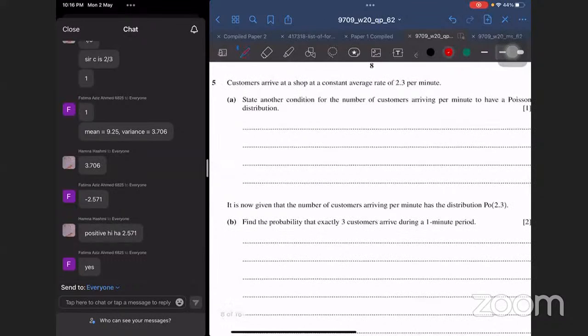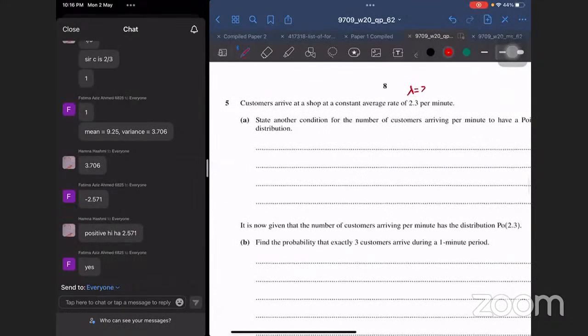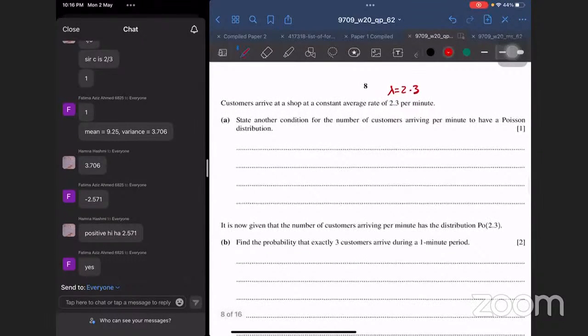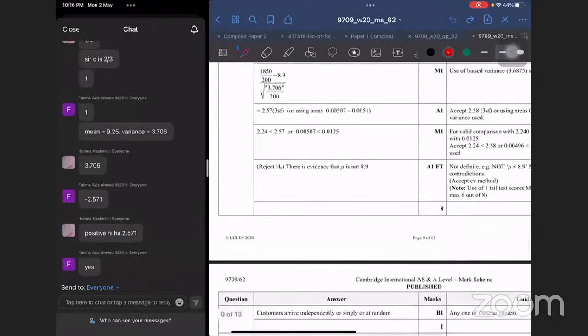Okay, customers arrive at a shop at a constant rate of 2.3 per minute. State another condition for the number of customers arriving per minute to have a Poisson distribution. Customers arrive independently and at random. Okay, I think that should be the correct answer.